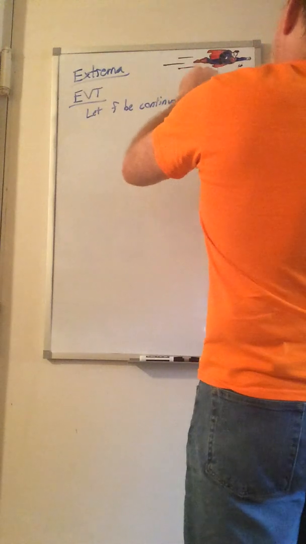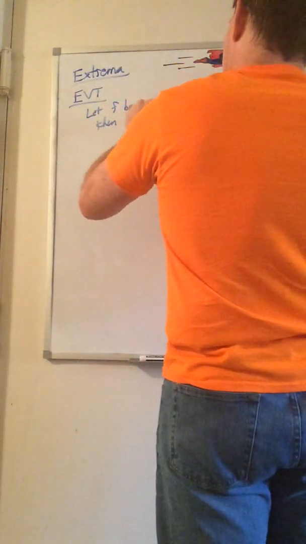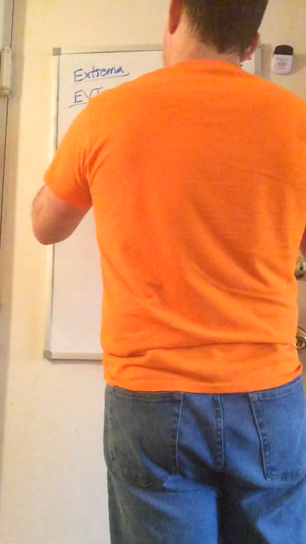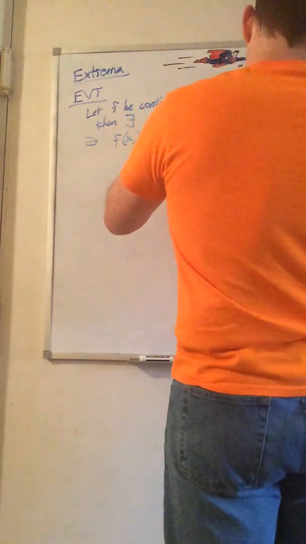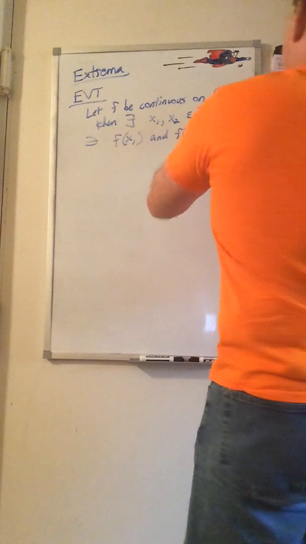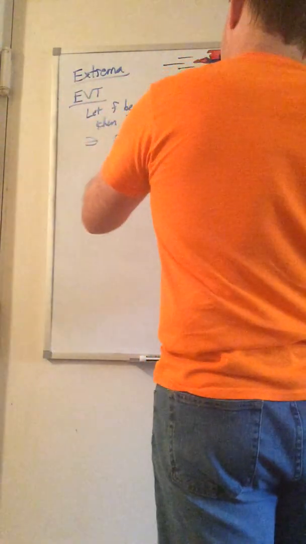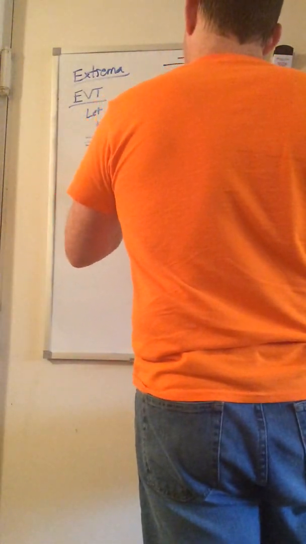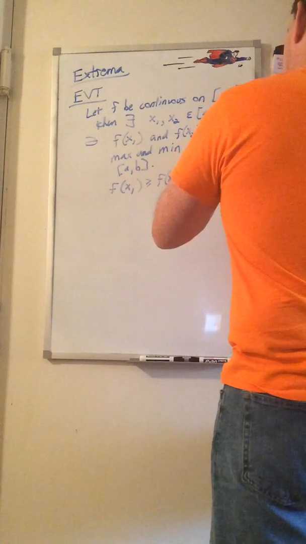Let f be continuous on a closed interval [a, b], then there exist x1 and x2 in the closed interval [a, b] such that f of x1 and f of x2 are global max and min values on [a, b]. Or put another way, f of x1 is greater than or equal to f of x is greater than or equal to f of x2 for all x in [a, b].